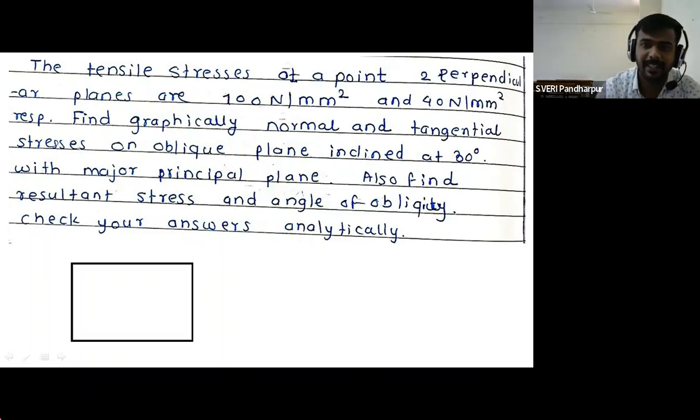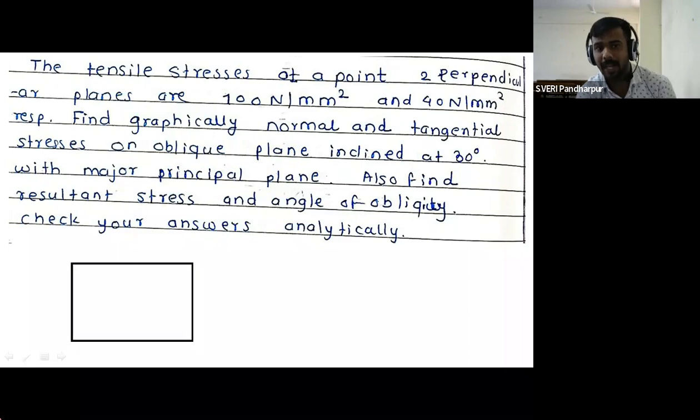See, the tensile stresses at a point on two perpendicular planes are 100 Newton per mm square and 40 Newton per mm square. They have given the word tensile stresses. Both are tensile. That means here no compressive stress will be there. The tensile stresses at a point, two perpendicular planes.